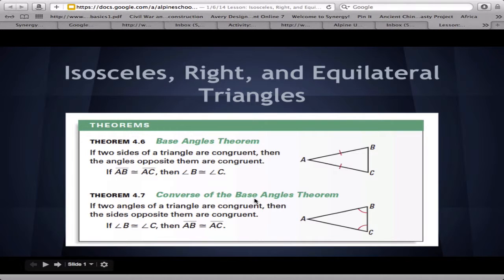The converse of the base angles theorem is that if two angles of a triangle are congruent, then the sides opposite them are congruent as well. So you're just flipping it around.